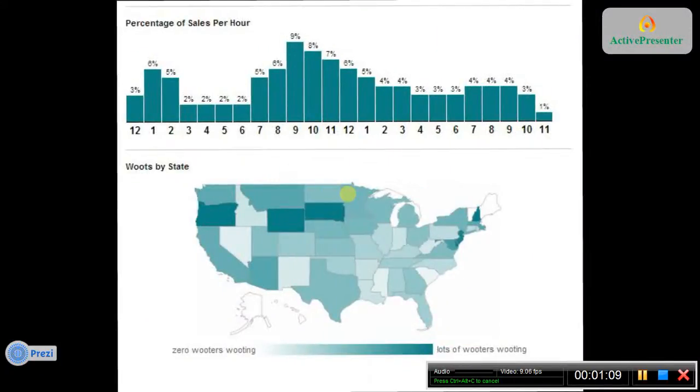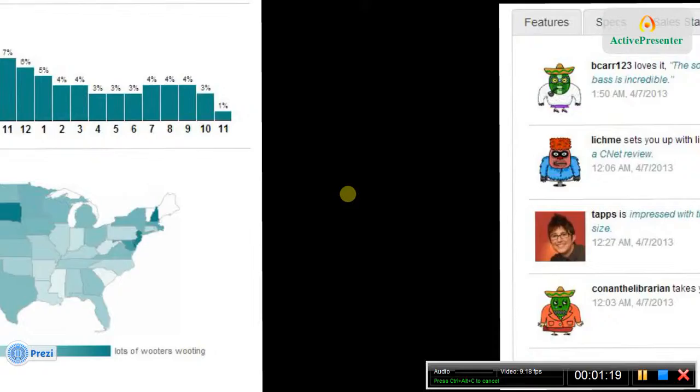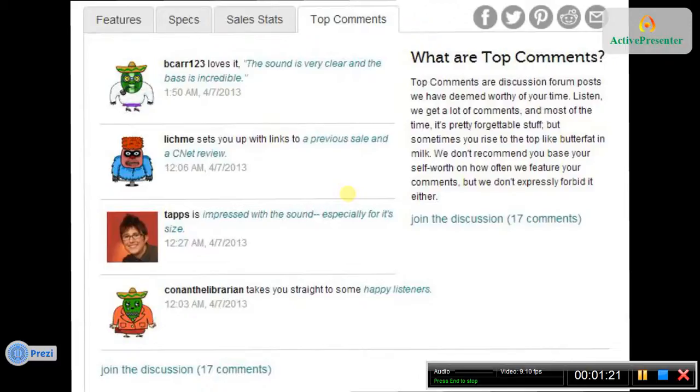Again, they also show some examples of graphs, sales per hour, and a heat map of the United States with the most wooters wooting at the time. The top comments incorporate the opinions and concerns of regular wooters. Basically, the site uses this for customers to feel more comfortable buying things based on customer reviews rather than just their own information.